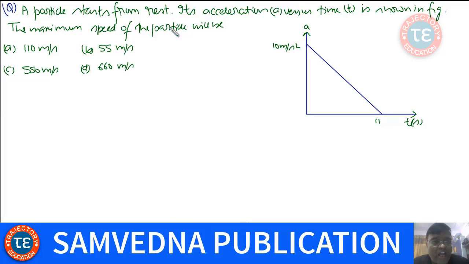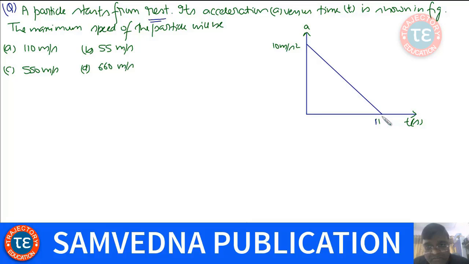The question is, a particle starts from rest. Its acceleration versus time graph is shown like this. You have to find the maximum speed of the particle. See, you have the acceleration taking place till 11 seconds. Acceleration is falling, but it's remaining positive, so the velocity will keep on increasing. The only thing which can happen is the rate at which velocity increases is falling, but velocity keeps on increasing.